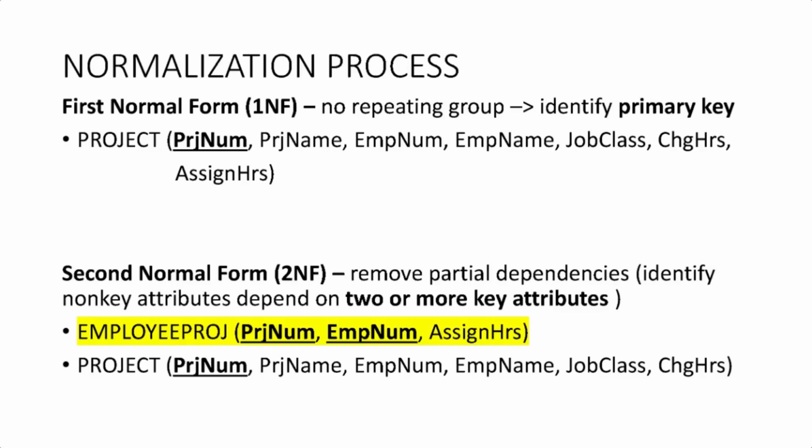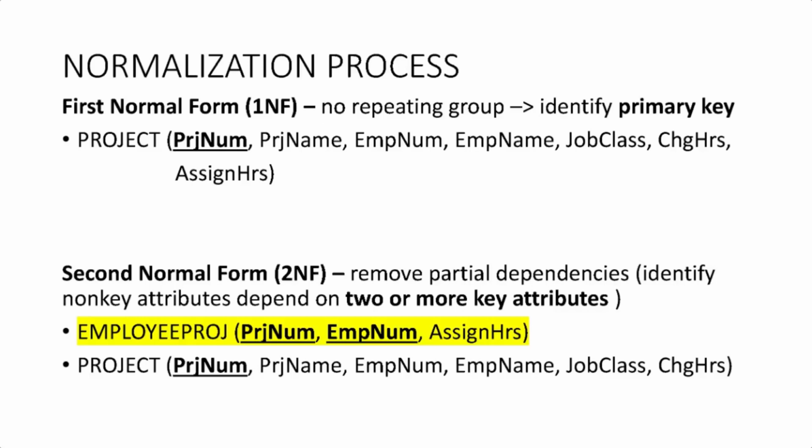So what we can see here, we have assigned hours. Assigned hours is the hours that the employee works for that project. So we take out these assigned hours and we put them under a new relation schema. We name it employee project. And this assigned hours attribute depends on employee number and depends on project number. It cannot just depend on one primary key. It has to depend on two primary keys.